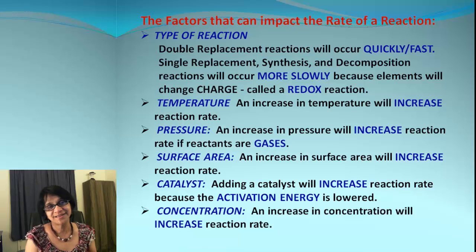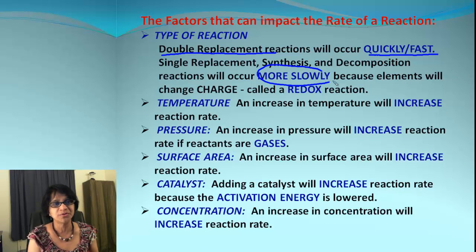Let's summarize what we learned in this video. The rate of reaction depends upon all these factors. Number one, type of reaction. Out of all reaction types, double replacement reactions often occur quickly, or faster. And single replacement reactions are much slower. If the reactions are slower, they go through ionic charge changes, and they are redox reactions. So in a way we know that a double replacement reaction will be faster, and others will be slower.